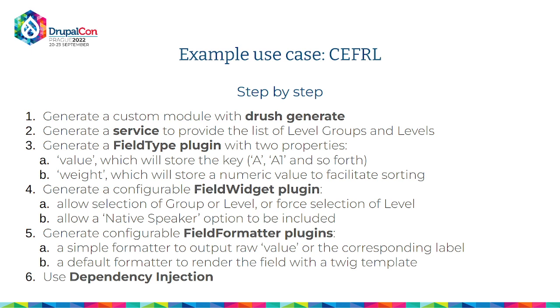After that, we can generate configurable field formatter plugins. If you've ever done one of those, you know that you can simply output things from the formatter itself, so you can output the raw value. This could be your key or the corresponding label of the key. And well, if you want to be friends with your front-end developers, then you might want to also include a default formatter to render this field as a Twig template, because of course this facilitates the life of a themer greatly. And definitely use dependency injection.